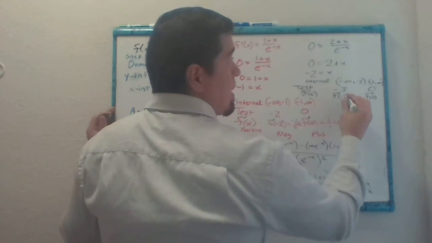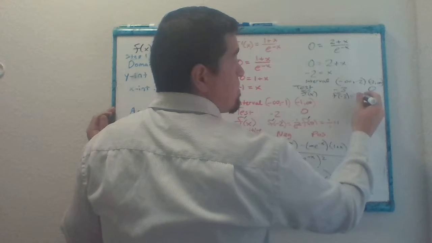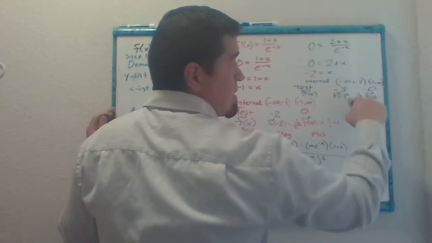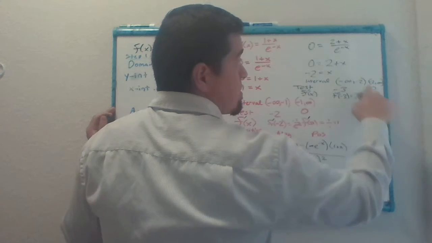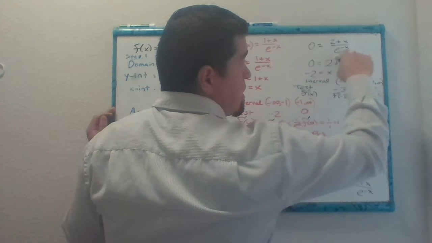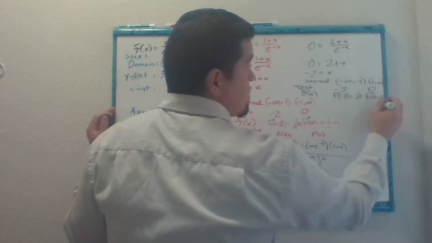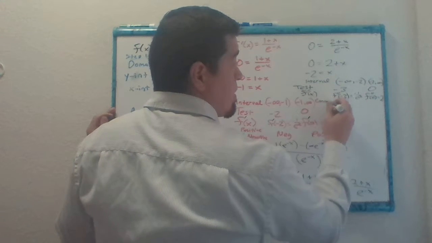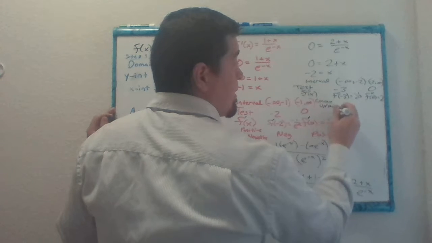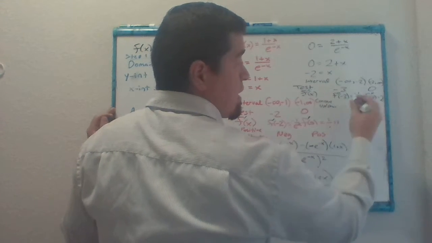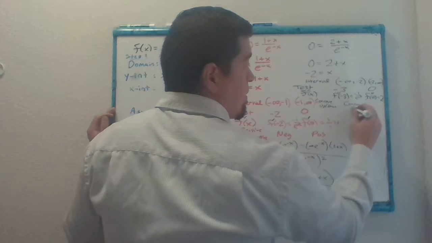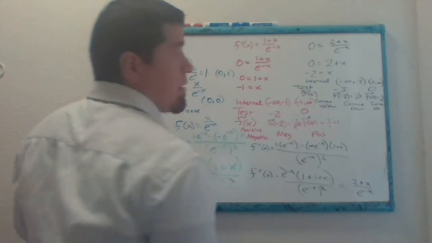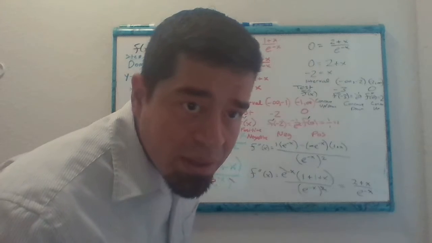From here, I'll just plug in negative 3. I'll end up with negative 1 over e to the negative 3, which is positive 3. But again, this is going to be negative, so that's all I care about. For 0, 2 plus 0 is 2, e to the 0 is 1, so it's 2 over 1, which is 2. So what's your result? It's either going to be concave up or down. In this case, it's negative, so it's concave what? Down. And then this one's going to be concave up. Hopefully you can see that.